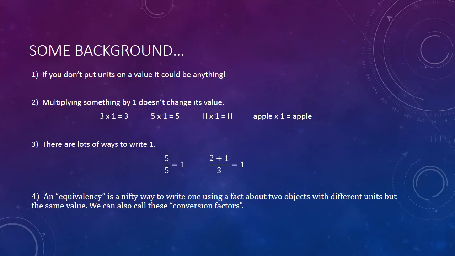When we use the term equivalency, it is a nifty way to write the number 1 using a fact about two objects with different units but the same value. For example, 1 year is the same as 12 months. So 1 year divided by 12 months is still 1. You can flip it around, and 12 months and 1 year are still equal. So 12 months divided by 1 year still equals 1. So there's really no difference between 1 year over 12 months equaling 1 and 5 over 5 equaling 1. They're what we call an equivalency.